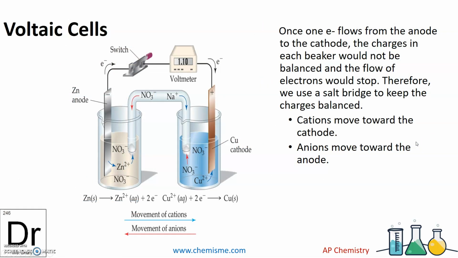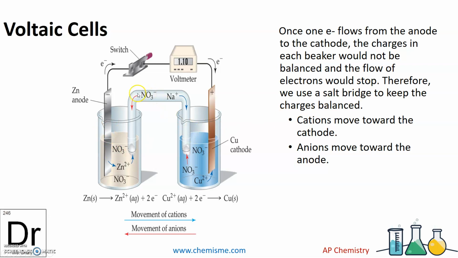So once electrons flow from the anode to the cathode, the charges in each beaker would not be balanced and the flow of electrons would stop, right? Once one electron went over, you would have electron loss here, and so this would become positive. And there would be no reason for electrons to go through the wire. If this is positive, they would be attracted. Therefore, we need a salt bridge to keep the charges balanced.